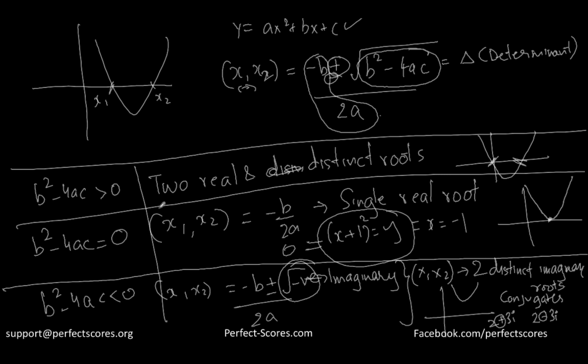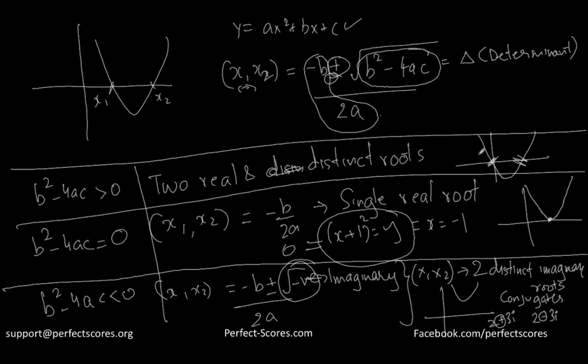So you're going to have the first root from b square minus 4ac. If b square minus 4ac, which is the discriminant, is greater than 0, that means you're going to get two different values for the roots. That means you're going to get two real and distinct roots. They're going to be different from each other, and the graph is going to cut the x-axis at two different points.